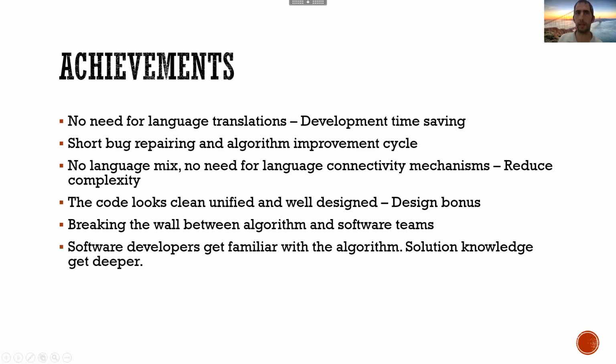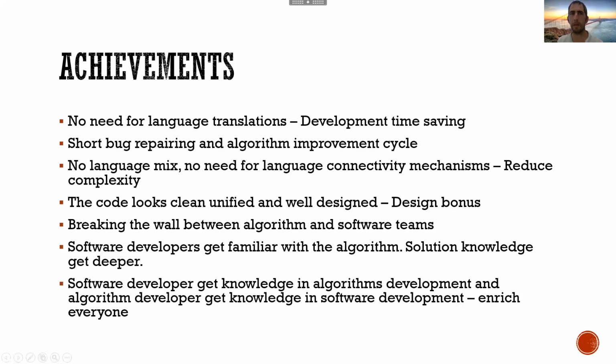In addition, since the software developers review the code together with the algorithm developers, they get more familiar with the code. It's not a black box for them. This knowledge is critical when a customer has some problem with the algorithm and the developers are required to guide him how to use the algorithm parameters wisely in order to get the best results. The solution knowledge gets deeper. Software developers get algorithm development knowledge, and algorithm developers learn how to write great software. This common knowledge enrichment is also a great thing for our developers.